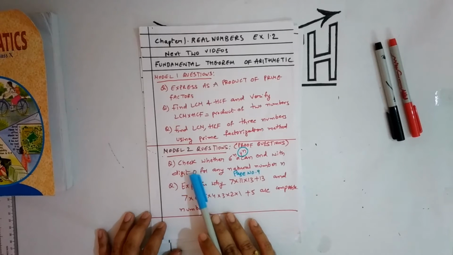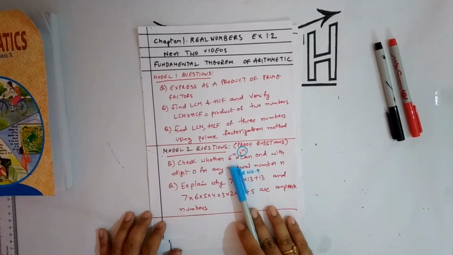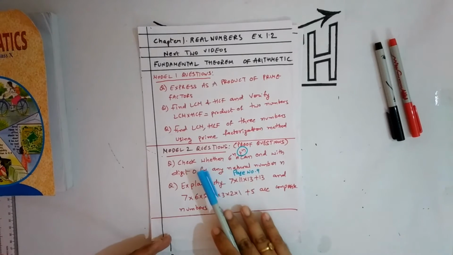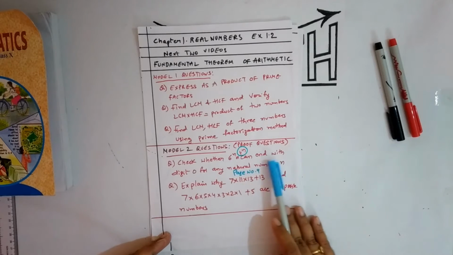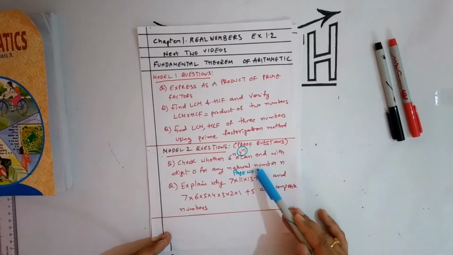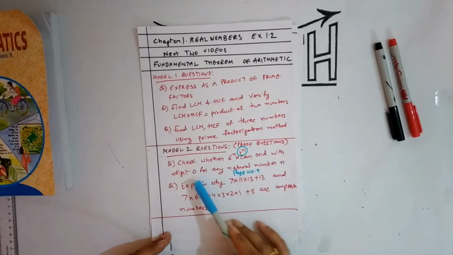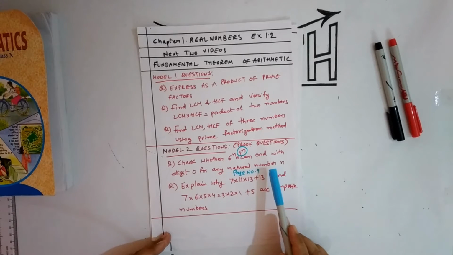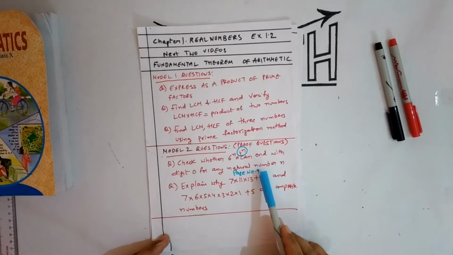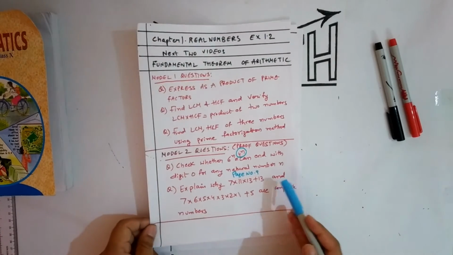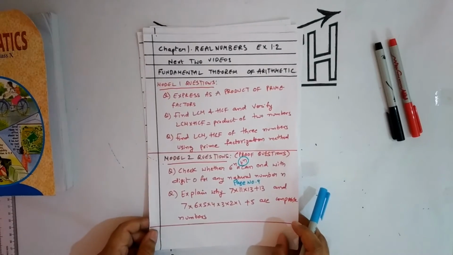The first question is, check whether the number 6 power n or the number 4 power n. These are two different questions. The first question is, check whether 6 power n can end with digit 0 for any natural number n. And there is a similar example question on page number 9, which is, check whether 4 power n can end with digit 0 for any natural number n. I have solved one question, and the other question you can solve yourselves by following our video. Let's see how to do the solution.